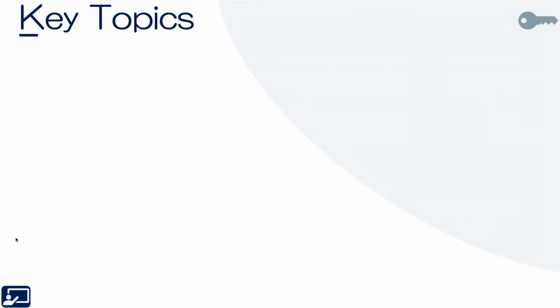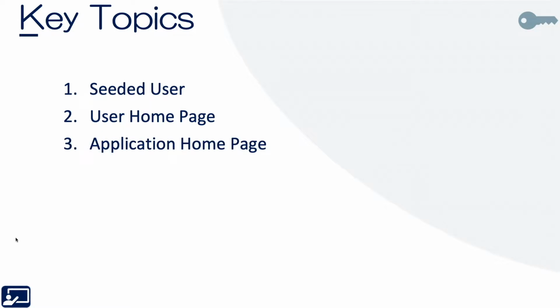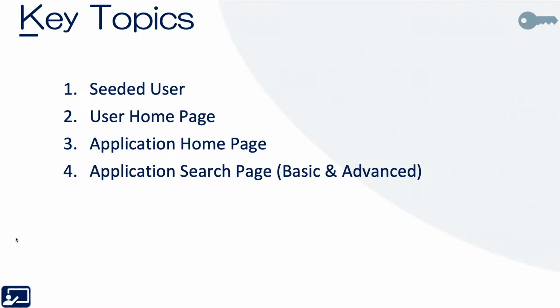Key topics for this lesson are as follows. First, what's the seated user that you'll need to log into that has both the role access as well as the data access to see examples within the demo environments? Second, we'll take a look at the user homepage for negotiations. Third, the application homepage. Again, like qualifications, this is a really nicely done, very colorful visual homepage. Fourth, we'll look at the application search page, also called the Manage Negotiations page. We'll look at both the basic and advanced search.